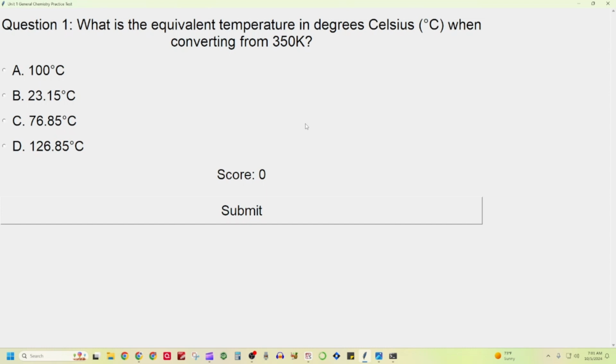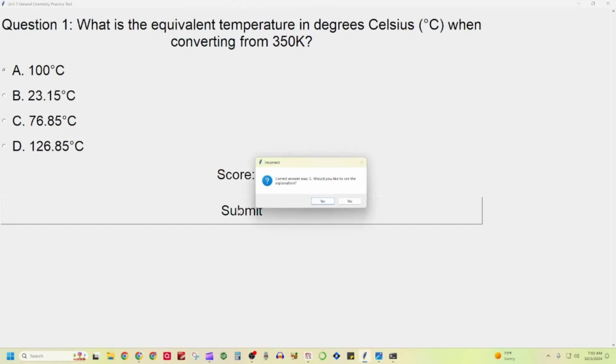Okay, question 1. What is the equivalent temperature in Celsius when converting from 350K? Each of these is a multiple choice question, and once you submit it, whether you get it right or wrong, it'll give you an explanation of which one is right. So let's just say we think that it's A, even though we know for sure that it's not, because when you convert Celsius to Kelvin, it's degrees Celsius equals Kelvin minus 273.15. So it's either going to be C or D. But anyways, let's just push A to see what we have.